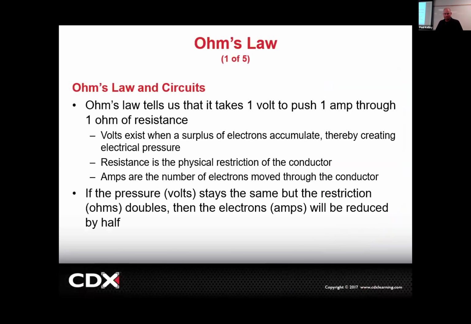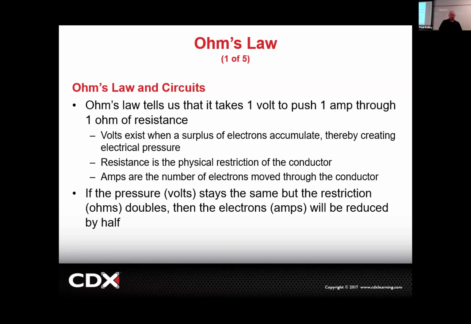All right, so when we talk about Ohm's law, you've actually heard this once, but now we're going to really dial in on it. So Ohm's law, essentially, if we were to sum it up, it's look what it says. It takes 1 volt to push 1 amp through 1 ohm of resistance. Okay, so that's what they observe in Ohm's law, every single time. If you have 1 volt and 1 ohm, you'll get 1 amp.